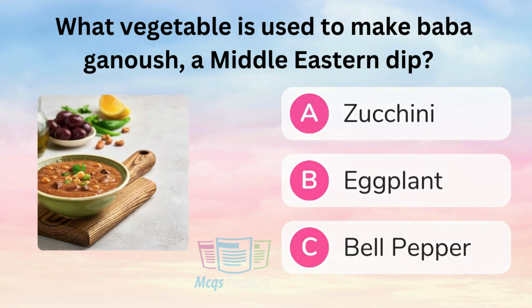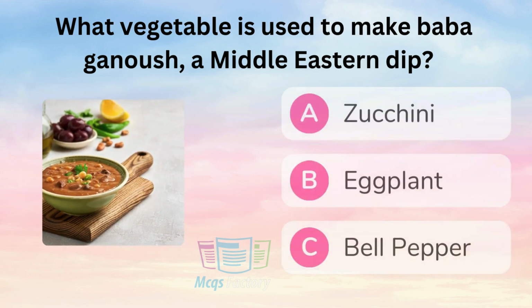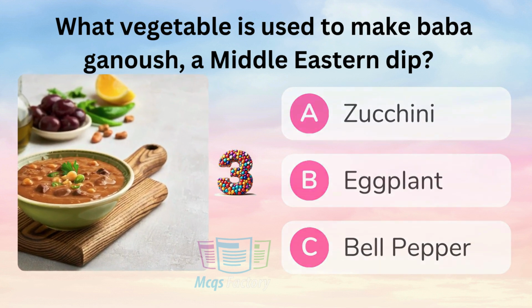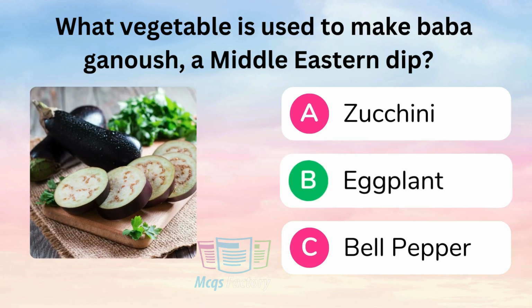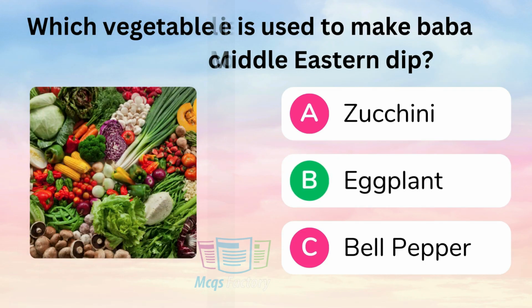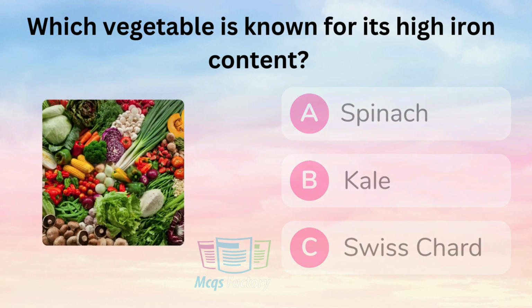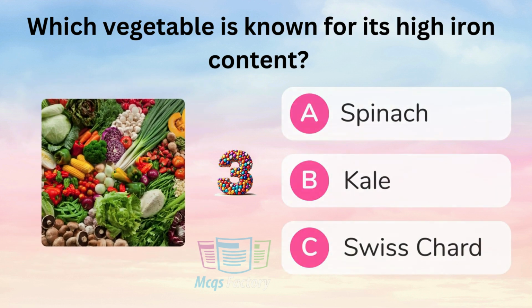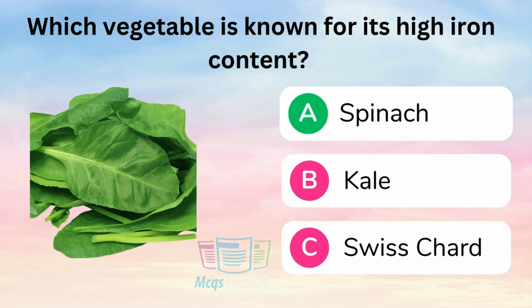What vegetable is used to make baba ganoush, a Middle Eastern dip? Zucchini, eggplant, bell pepper. 5, 4, 3, 2, 1. Eggplant. Which vegetable is known for its high iron content? Spinach, kale, Swiss chard. 5, 4, 3, 2, 1. Spinach.